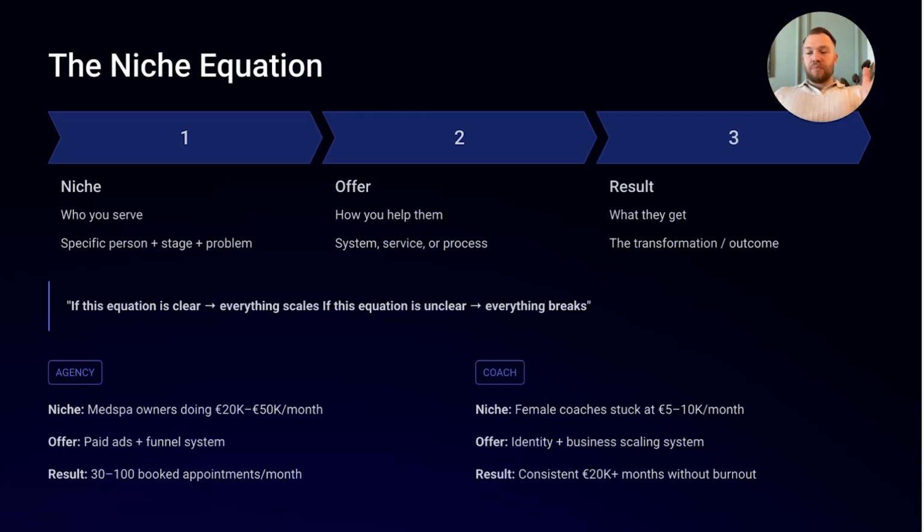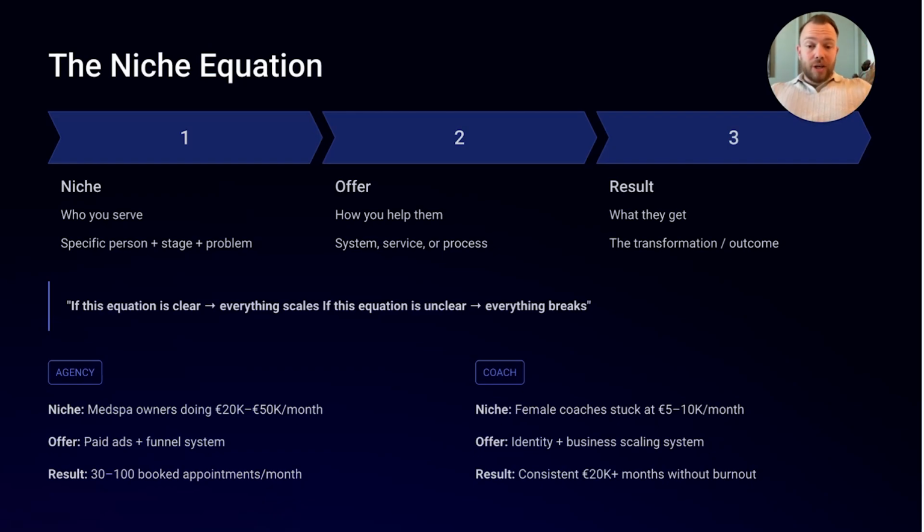To give you an example, a good example in the agency space is a niche with med spa owners doing between 20 to 50K a month, with a specific amount of employees, let's say 3 or 5. The offer is paid ads and a funnel system. Now, we didn't specify the price, but let's say that's the thing that we're doing. And the result is, what they get is like 30 to 100 booked appointments per month, right?